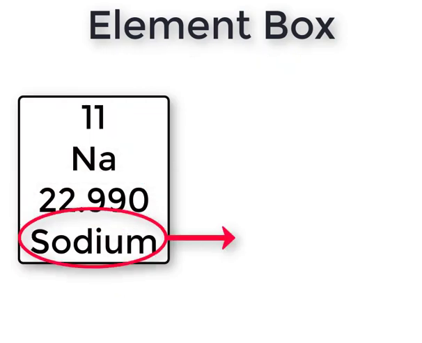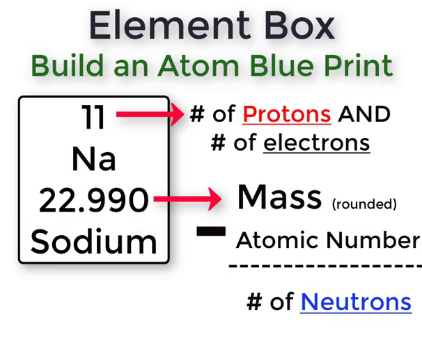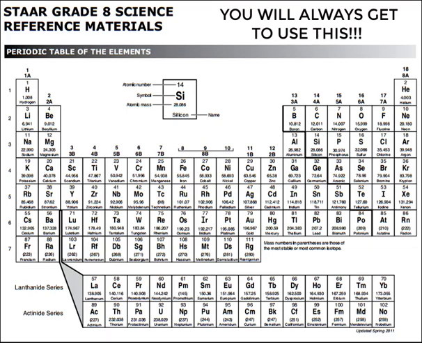The last part is the actual common name of the element. Here is your blueprint to build any atom on the periodic table. Awesome, right? This is a major way you can help yourself on any chemistry test because you will always be able to use a blank periodic table.